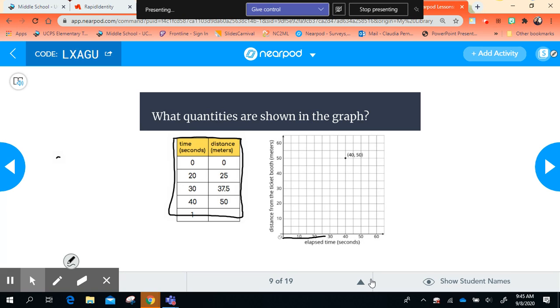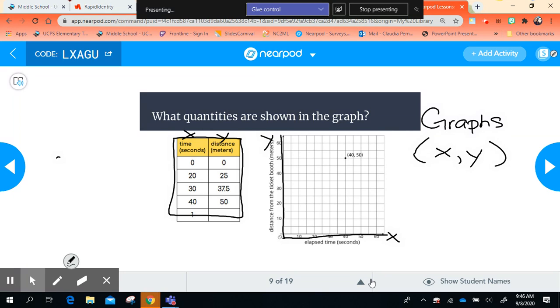Okay, so down here we have our X, and up we have our Y. X represents the elapsed time, just like in our table, and distance from the ticket booth is our Y distance, like in our table. In a coordinate we have X first and then Y, so that might be something good to write down if you cannot remember. So for graphs, we have X and Y.